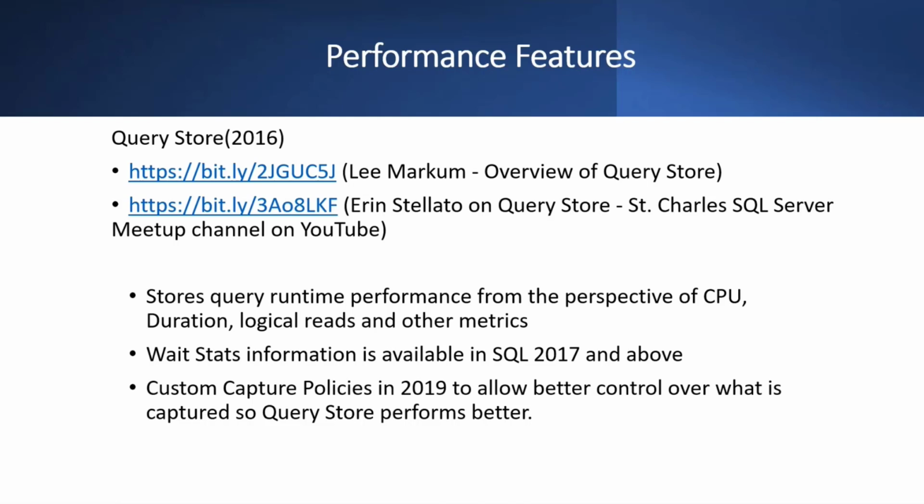So Query Store stores your query runtime performance from a lot of different angles, such as the CPU, logical reads, and other metrics that we're going to see in a demo in a few minutes. Initially, it did not collect wait stats information or information by wait category, but in SQL Server 2017 and above, you do get that now by default. SQL Server 2019 has some additional knobs and buttons, and you can set up some custom capture policies to give yourself some better control.